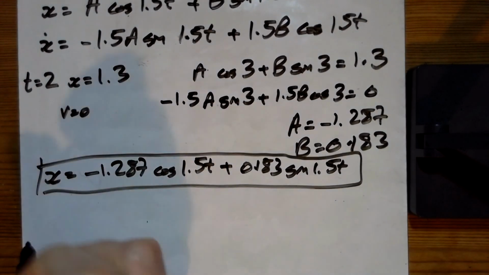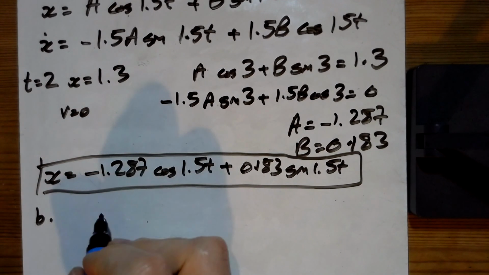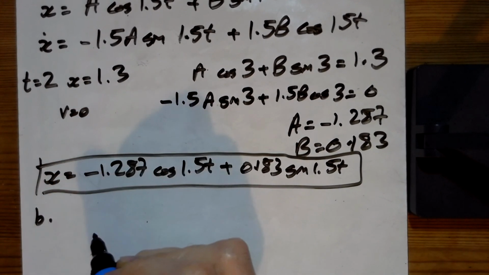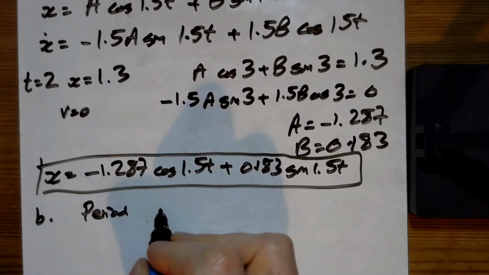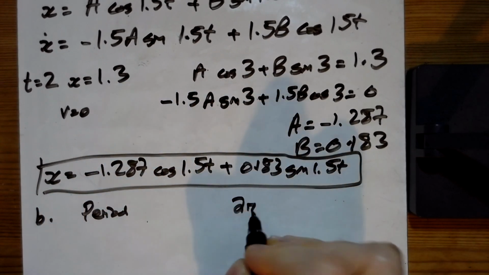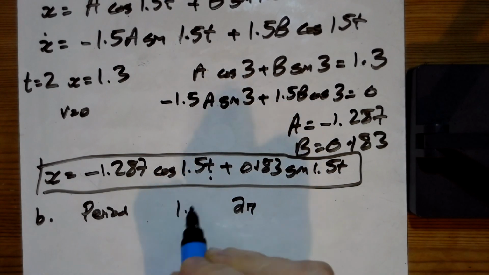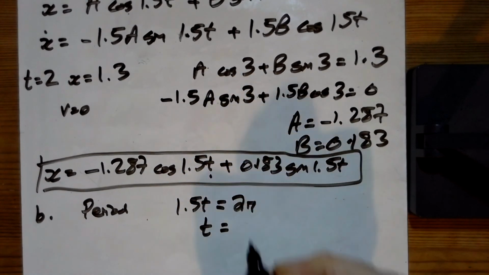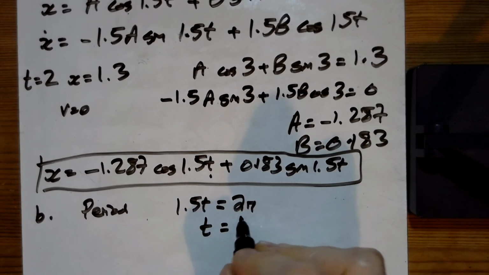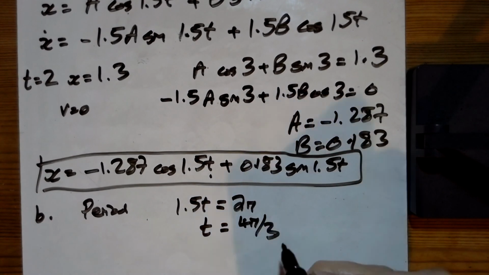And just continuing on, so the period, actually it doesn't say the period, does it? It says the time between its highest and its lowest. Well, let's go for the period first of all. So the period would normally be 2 pi if this was a t, but it's a 1.5 t, and so the period is 4 pi over 3, isn't it?